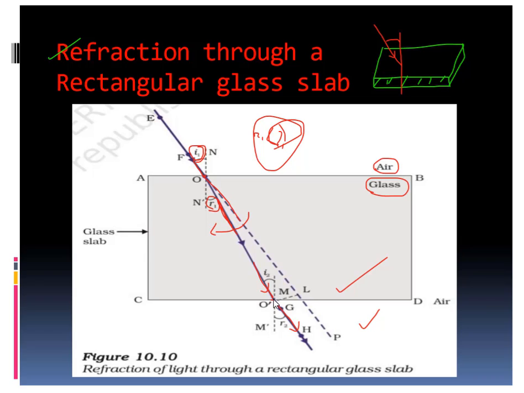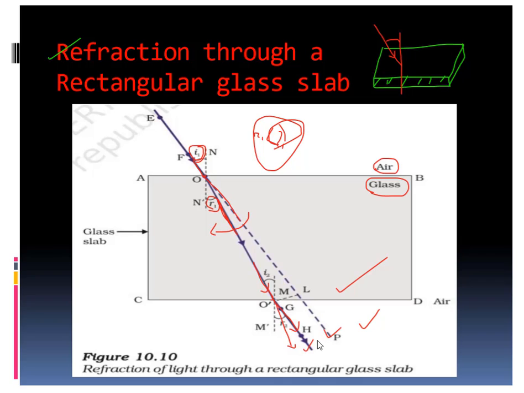That means if I draw a straight line here, it should move in this direction. But rather than moving in this direction, it will move away from the normal. This is the normal. So here GH, this ray is known as emergent ray. Now the original direction of the incident ray, that is the dotted line, and the ray which is finally coming out of the glass slab, these two are parallel to each other.